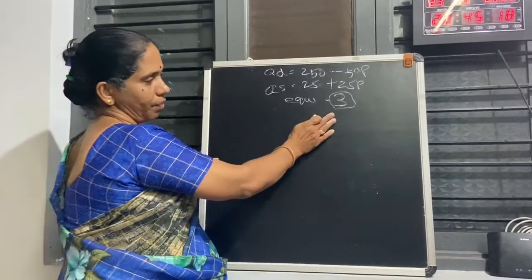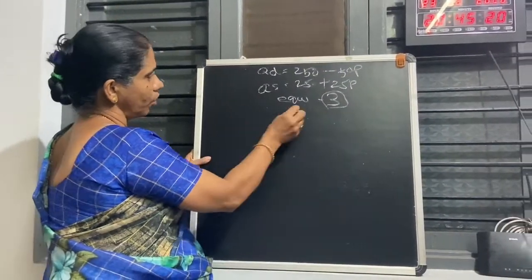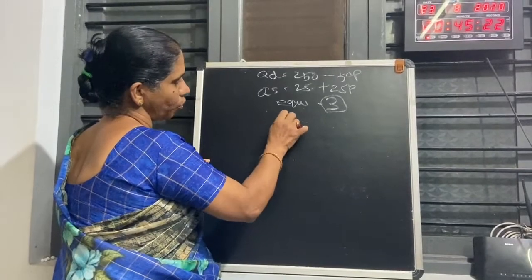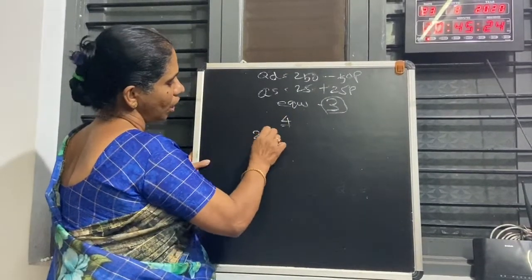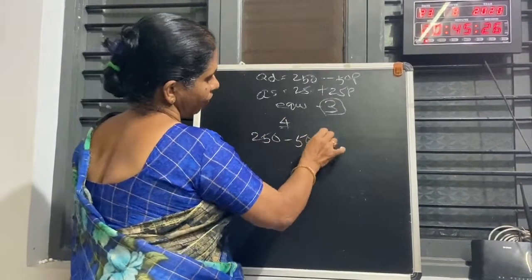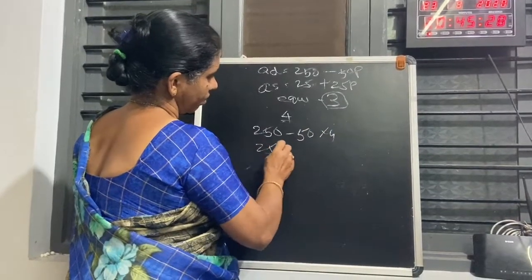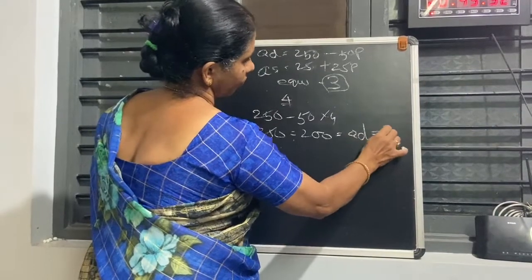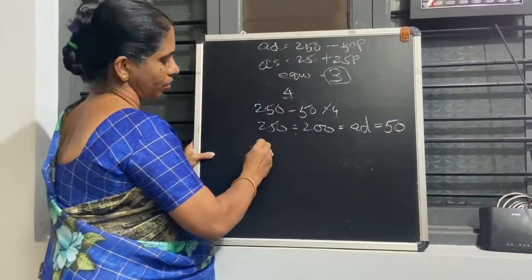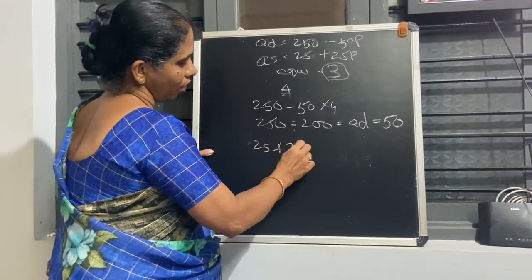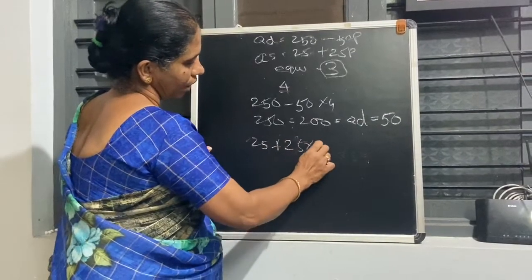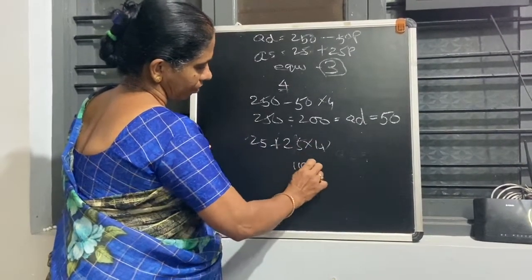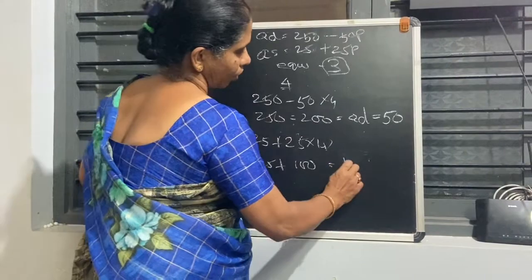The equilibrium price is 3. Now we will take a price more than that. Okay, now we will take 4, more than the equilibrium price. What will happen? 250 minus 50 into 4, that is 250 minus 200. So QD will be 50. Supply: 25 plus 25 into 4, 4 times 25 becomes 100, 25 plus 100, 125.